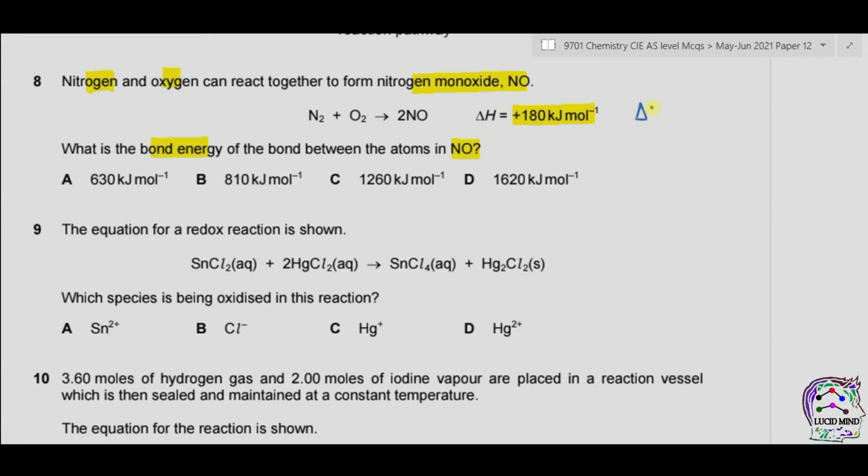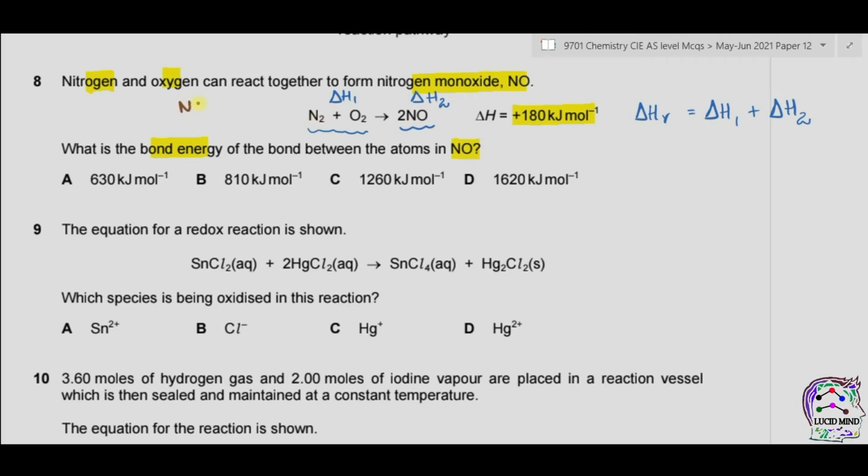So we can write delta HR, which is equal to the energy involved in bond breaking and the energy involved in bond forming. We can represent bond breaking by delta H1 and bond forming by delta H2. So delta H1 is the energy required to break these bonds, and delta H2 is the energy released from forming this bond. Now from the data booklet we can find the values.